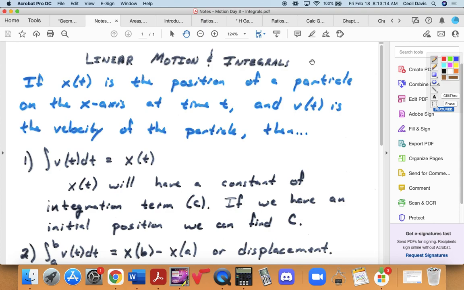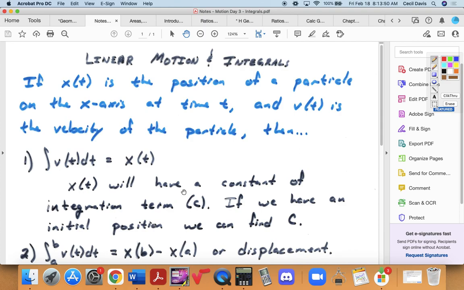The integral of the velocity, v of t dt, gives you x of t. Right? That makes sense. You know that the indefinite integral gives you an antiderivative. You'll have a constant of integration term c, but if you're given, and it's called an initial position even if it's not time equals 0, but if they give you a time and a position, you can figure out the value of c.